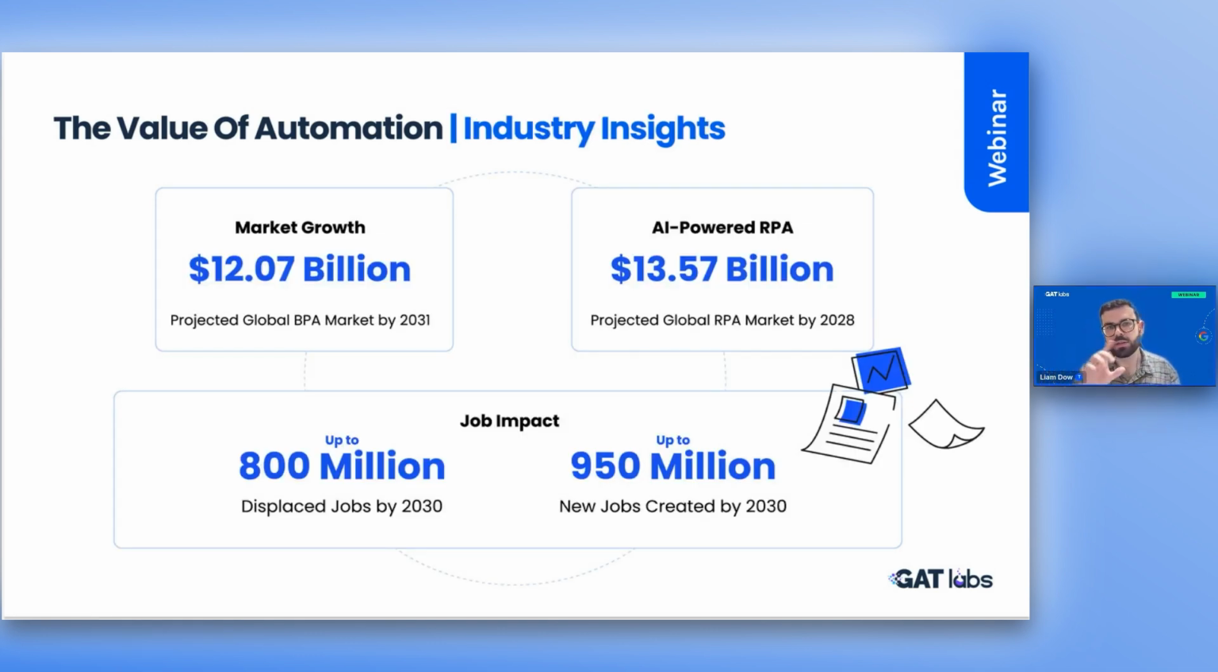This is the last slide on this section here, but this is just, I guess, some insights into automation as a space, where it's headed, and what the future growth for it is. And that top stat in the top left, the $12.07 billion, is the projected global business process automation market by 2031.